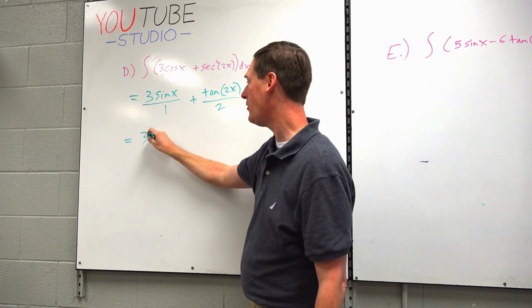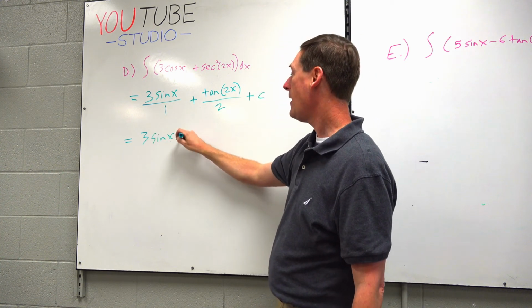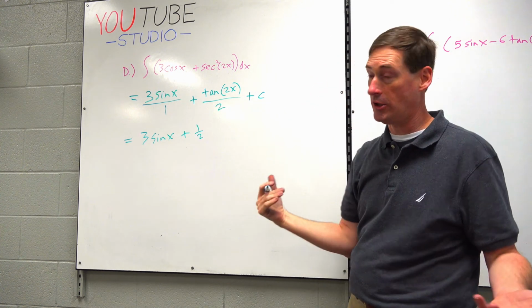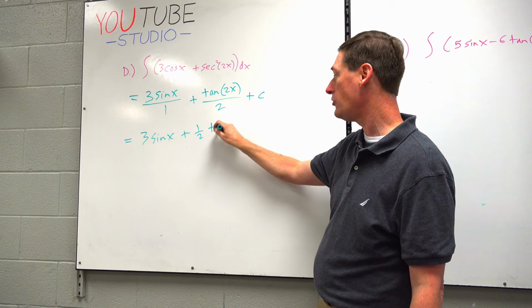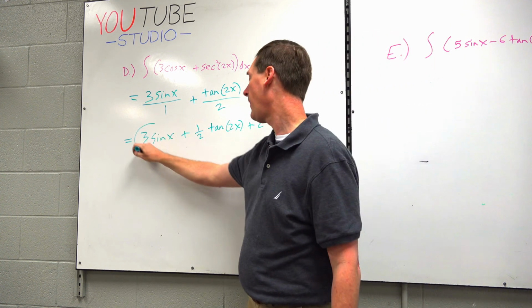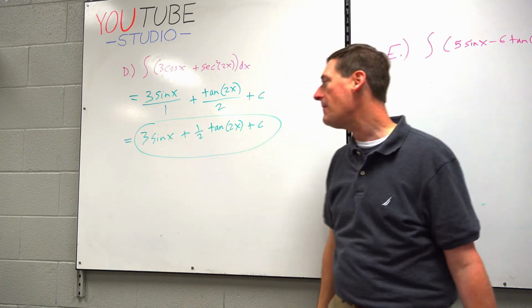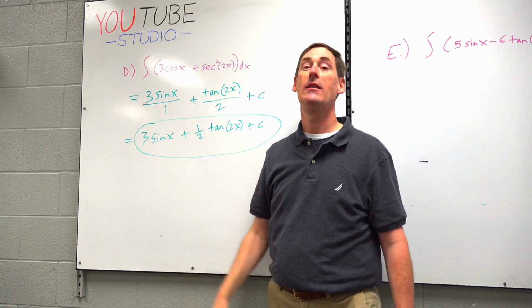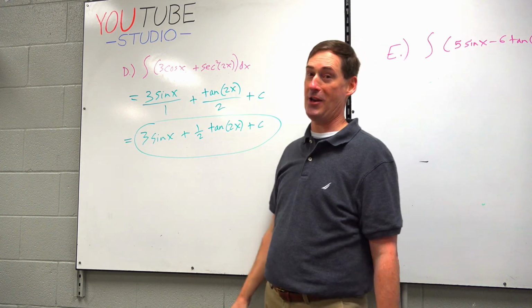Drop the 1, you all know to do that. 3 sine of x. I prefer this as a 1/2 in front instead of over 2. I think it looks better. I think it'll help you for future endeavors. You don't have to do it yet, but I would suggest it. 1/2 tangent 2x plus c, and that is the only family of functions whose derivative goes right back to the original problem, the integrand, okay?